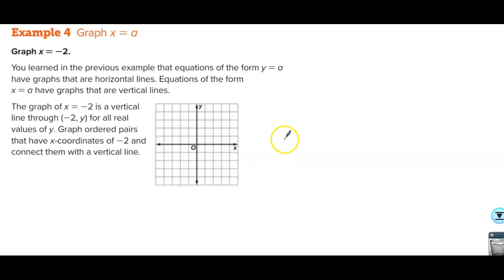Now we have x equals a number. Whenever you have x equals a number, you're going to have a vertical line. Where is x equal to negative 2? Right here. Okay? Where else is x equal to negative 2? Well, this is (-2, 1), (-2, 3), (-2, -1), (-2, -3), or (-2, -2). This is a vertical line at x equals negative 2.